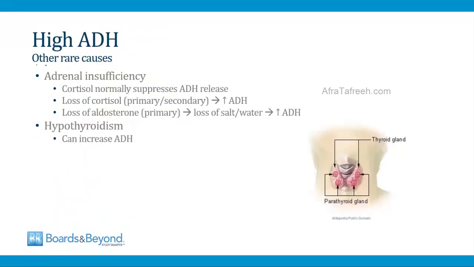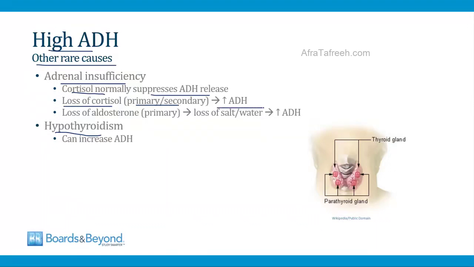There are also two rare conditions that can lead to chronically elevated levels of ADH, and those two conditions are adrenal insufficiency and hypothyroidism. So cortisol from the adrenal glands normally suppresses ADH release to a mild degree from the pituitary gland. So if you lose cortisol secretion from the adrenal gland due to primary or secondary adrenal insufficiency, the level of ADH will get high.